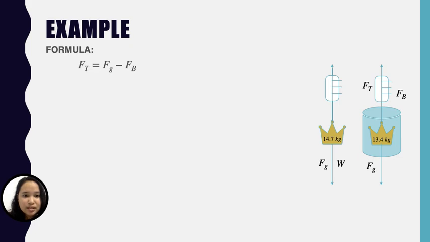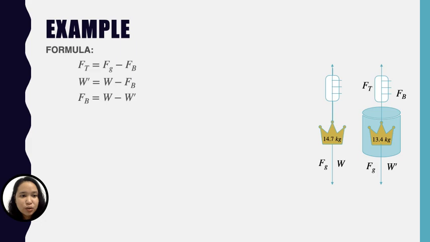Your Fg, the force due to gravity, is just your weight, right? So let's equate it. Your Ft, or tension force, is your W prime, or your weight when submerged. This is equal to your Fg, your actual weight before the crown was submerged, minus the buoyant force.